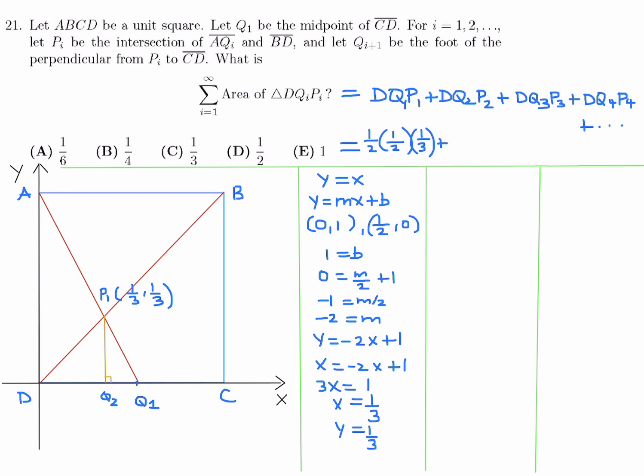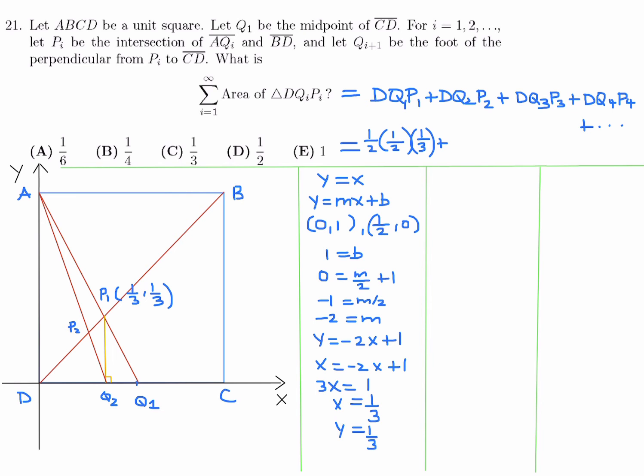So now I'm going to do the exact same thing to figure out the next one. The next one is a line that goes from A to Q2. So it's going from A to Q2. And when that happens, that intersection point right here, this guy, that is P2. So put P2 right here, this point right there.